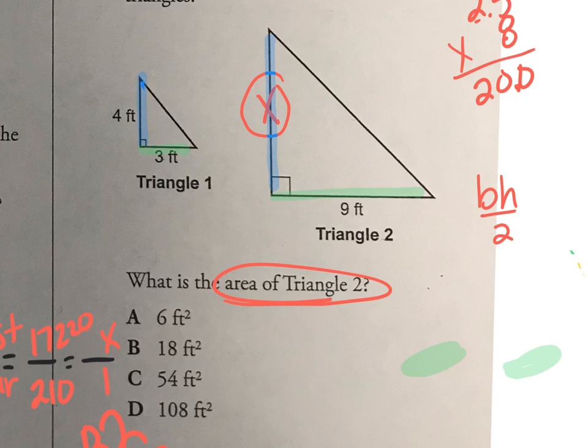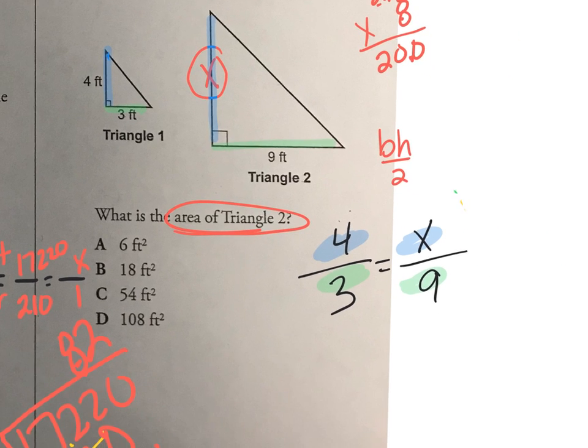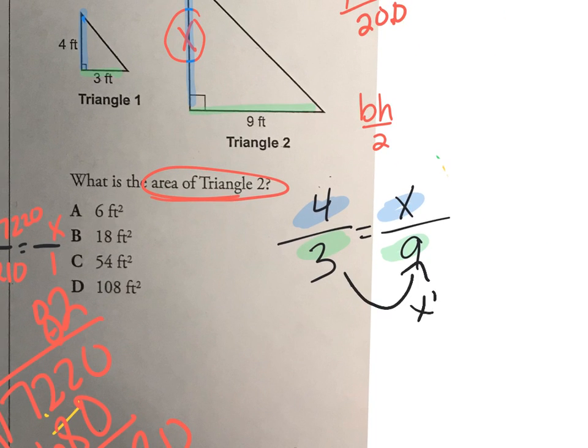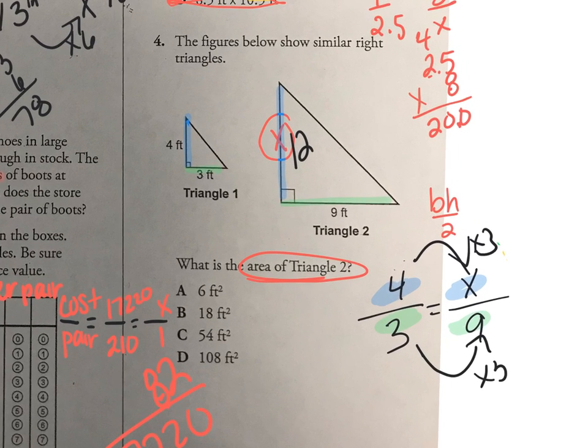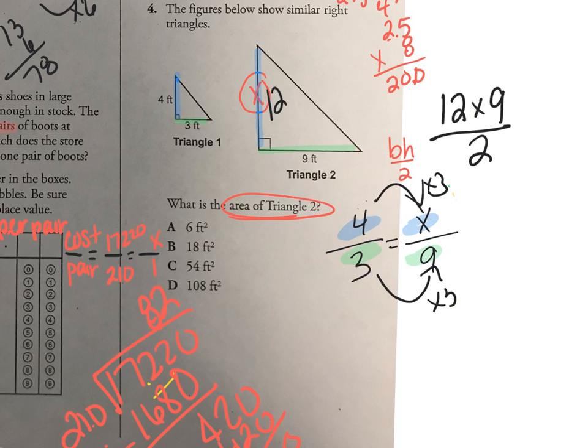So you would go 4 over 3 is x over 9. So how do you scale up? Times 3, times 3. So this is 12, right? If you do the base times height, you would say 12 times 9 divided by 2. 12 times 9 is 108. 108 divided by 2 is 54. Okay, so there's our answer.